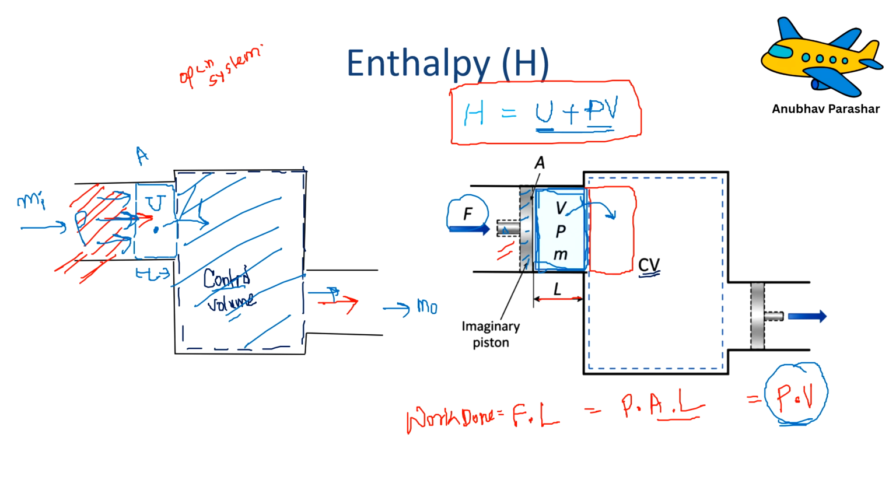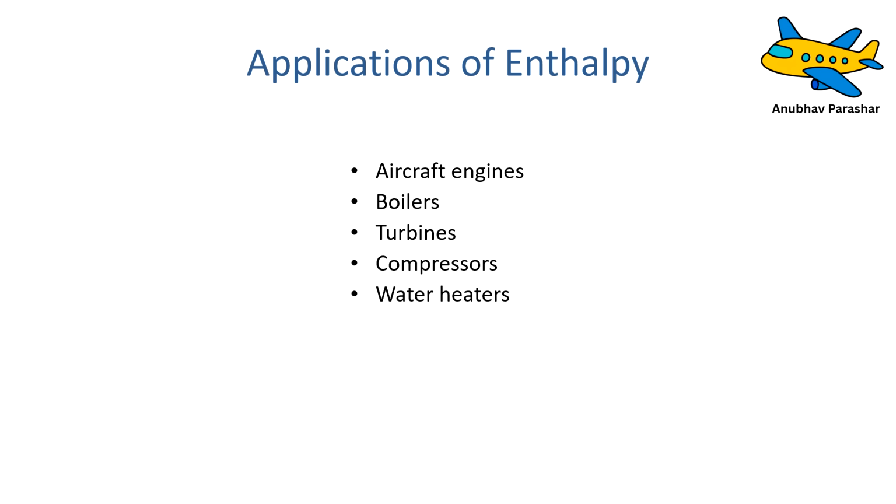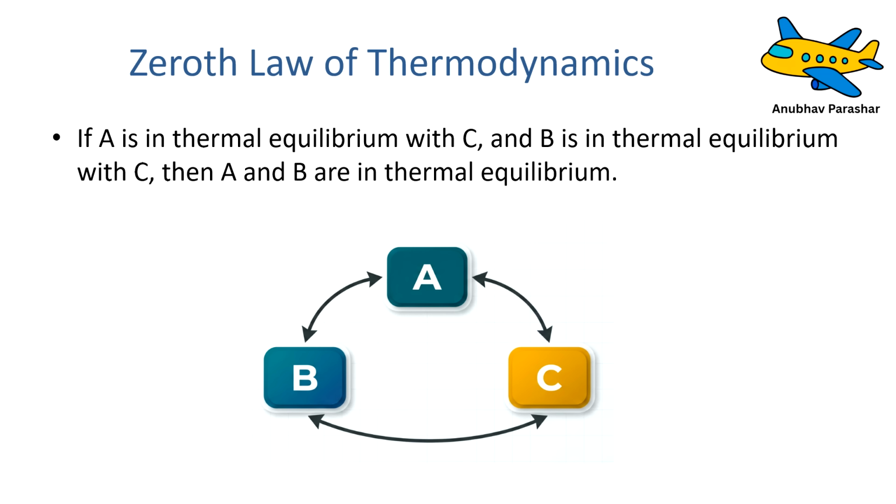So you must have understood that we will be dealing with enthalpy whenever we have open systems. And what are some of the open systems? For example, we have aircraft engines, boilers, turbines, compressors, water heaters. Wherever there is mass flow into the system and mass flow out of the system, we'll have to deal with enthalpy. Now, this brings us to the last topic of today's lecture.